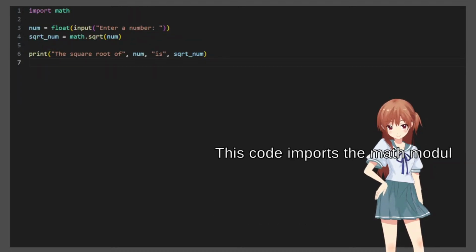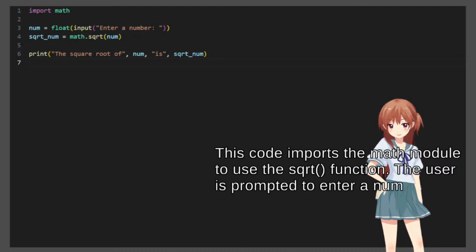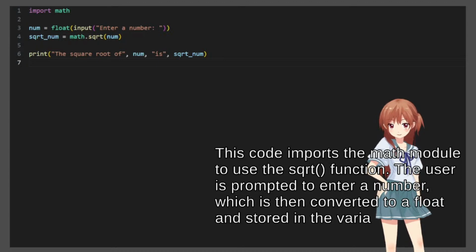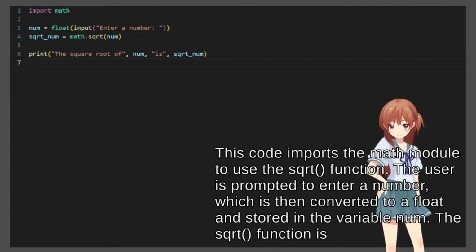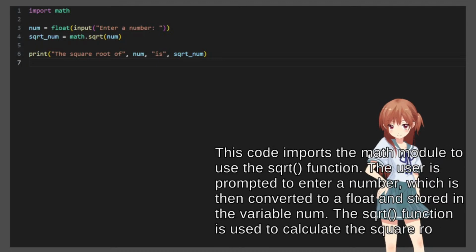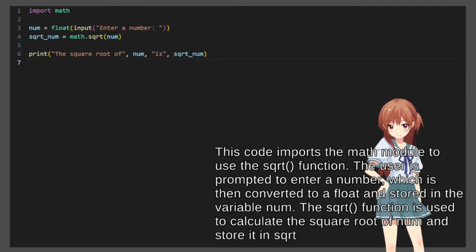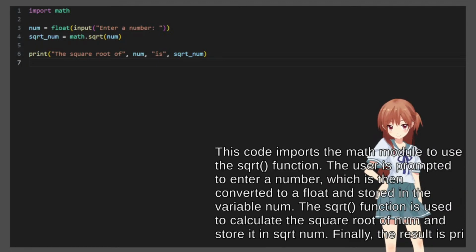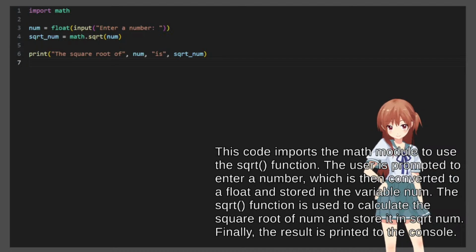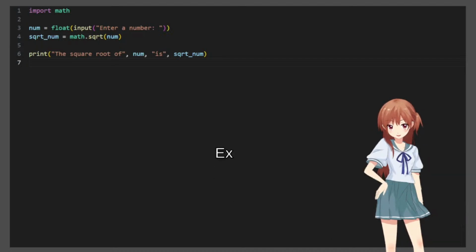This code imports the math module to use the sqrt function. The user is prompted to enter a number, which is then converted to a float and stored in the variable num. The sqrt function is used to calculate the square root of num and store it in sqrt_num. Finally, the result is printed to the console.